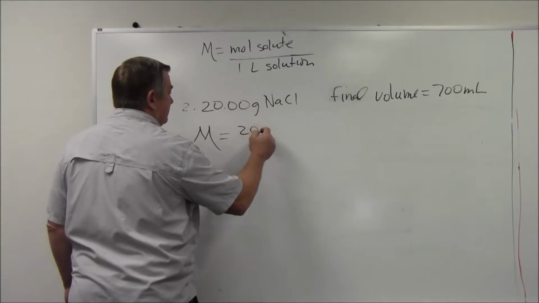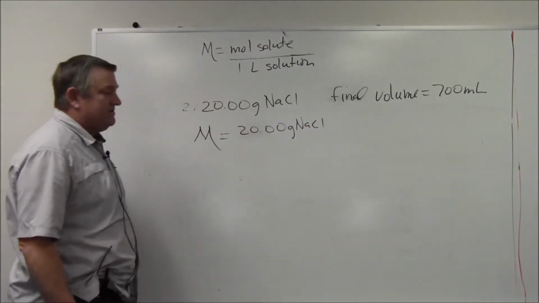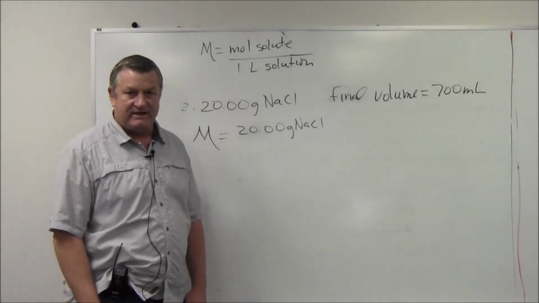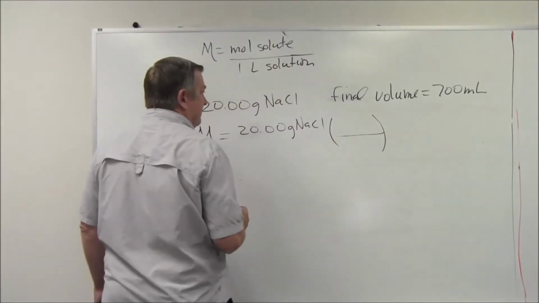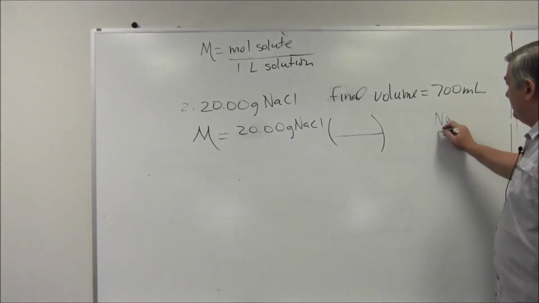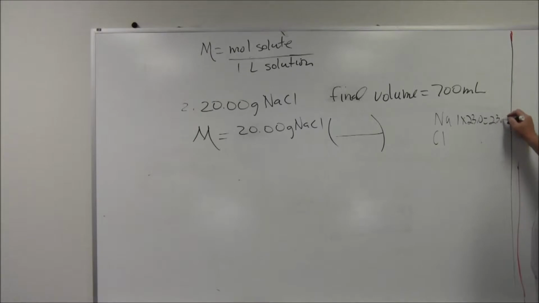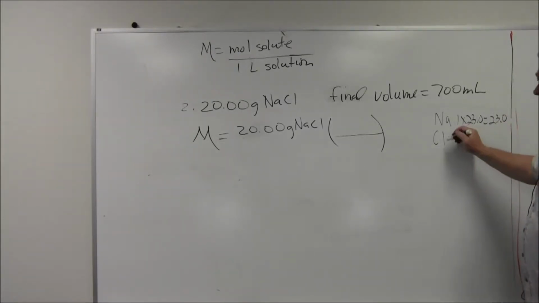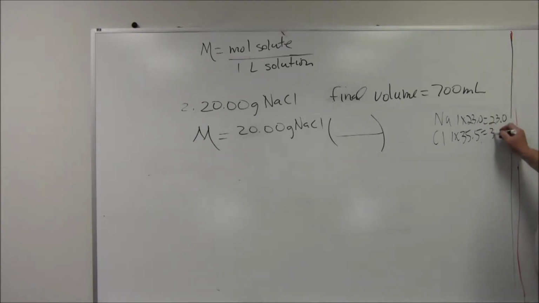So here we're going to put the 20 grams of NaCl in the numerator of our equation because we know we can turn that into moles in one step. And we use molar mass. So let's go ahead and find the molar mass of sodium chloride. We do our vertical tally, and it's 1 times 23 for a sodium, and then 1 times 35.5 for a chlorine. So we add that together and get 58.5 grams per mole.